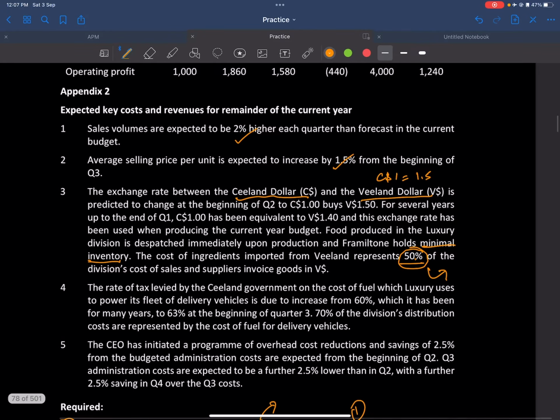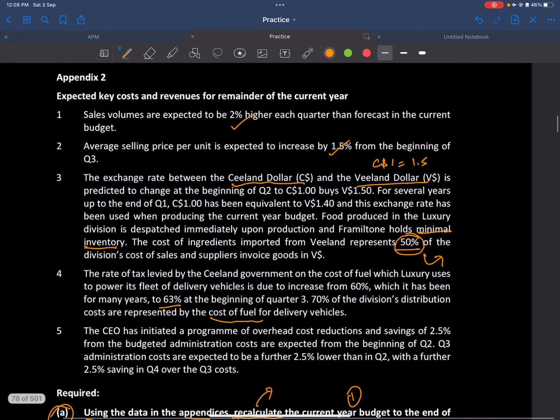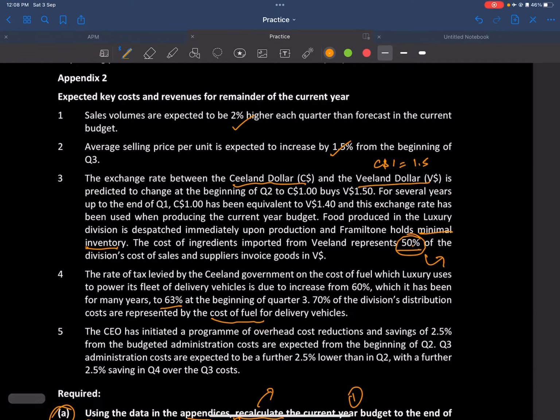The rate of tax levied by the Sealand government on the cost of fuel, which luxury uses to power its fleet of vehicles, is due to increase from 60%, which it has been for many years, to 63%. Okay, so it's just going to increase from 60 to 63. 70% of the division's distribution costs are represented by the cost of fuel. So we've been given the distribution cost, 70% of it is fuel, and that fuel cost has increased by how much? 3 by 63, right? It has increased by 63%.